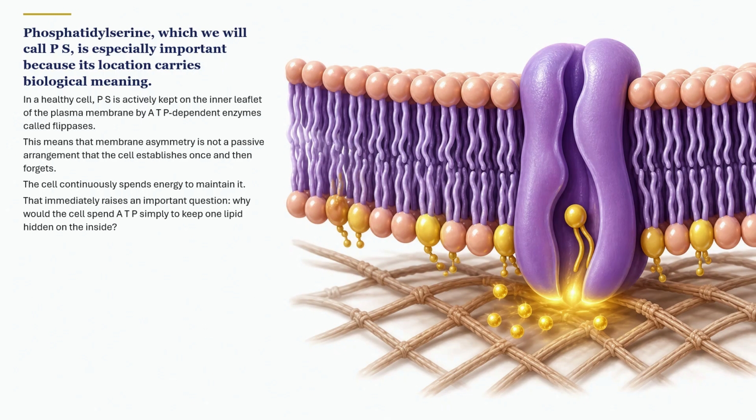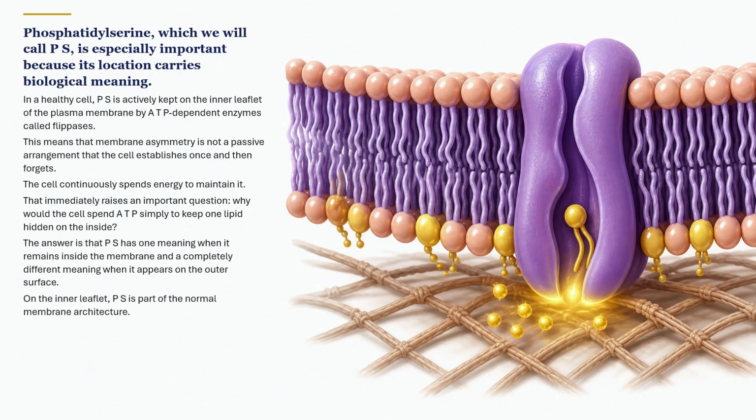That immediately raises an important question. Why would the cell spend ATP simply to keep one lipid hidden on the inside? The answer is that PS has one meaning when it remains inside the membrane and a completely different meaning when it appears on the outer surface. On the inner leaflet, PS is part of the normal membrane architecture. When it becomes exposed on the outside, however, it acts as a signal to the surrounding cells.